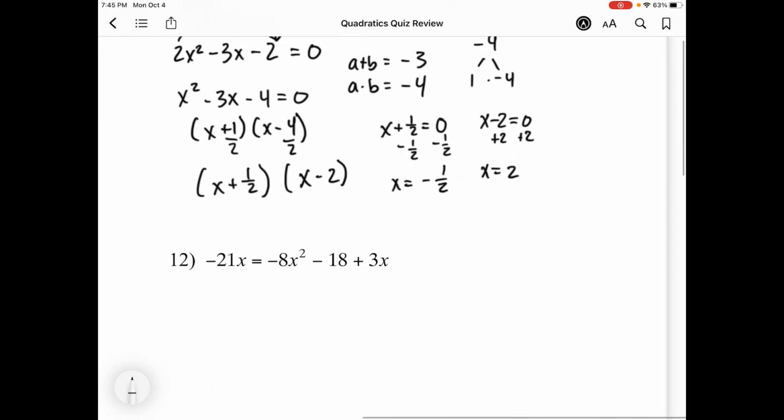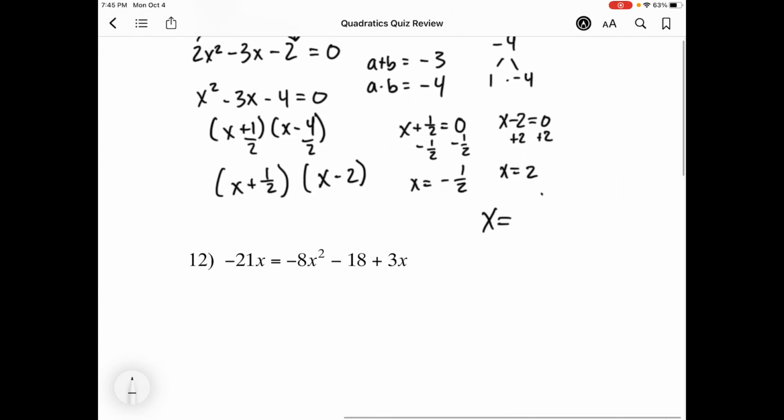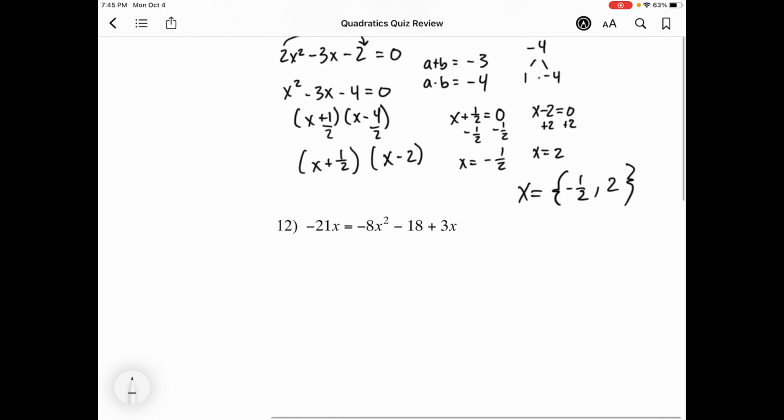So for number 10, our solutions are x equals negative 1/2, comma 2. Again, it doesn't matter the order that you write them. The quiz is going to be multiple choice, so you can look for that answer. It might be negative 1/2, comma 2, or it might be 2, negative 1/2.